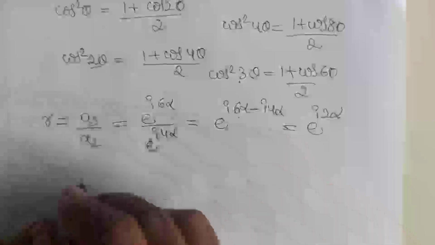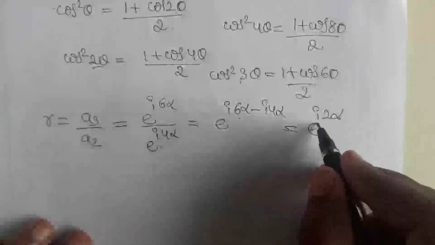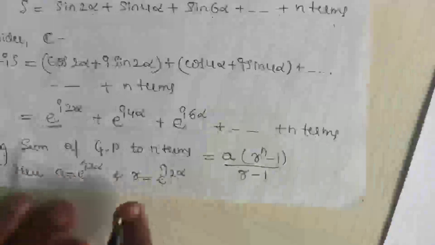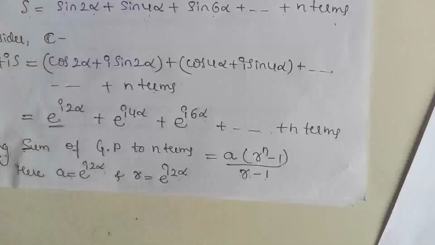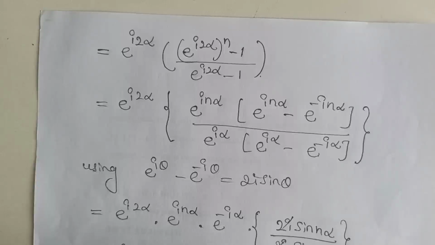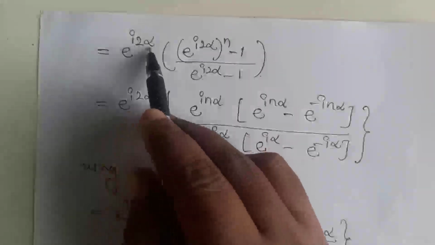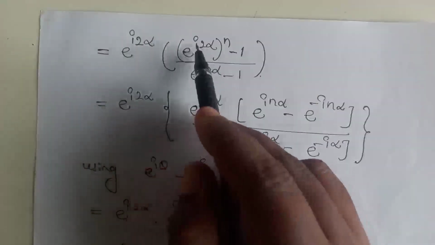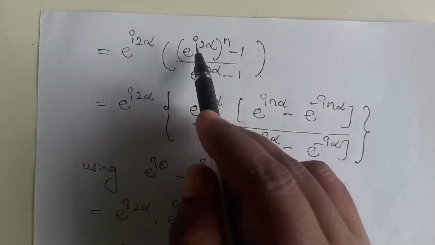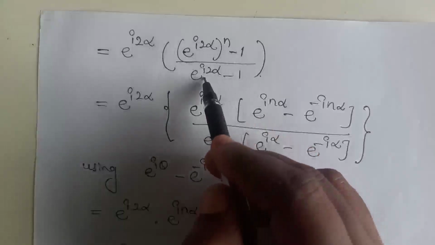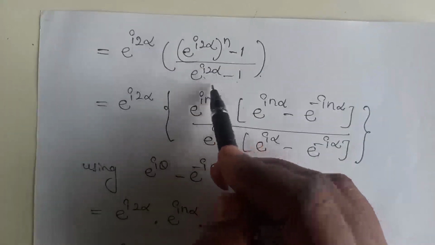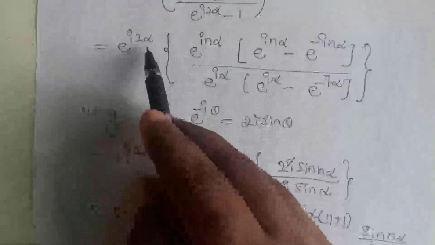Therefore r value is also e raised to i2α. Therefore r is equal to e raised to 2α. Now further simplifying, we get e raised to i2α as it is. e raised to i2α, r value is equal to e raised to i2α to the power n minus 1 divided by e raised to 2α minus 1, r minus 1. Now e raised to 2α as it is.